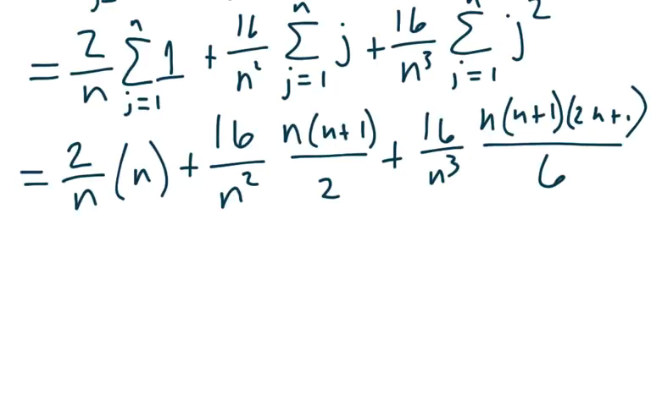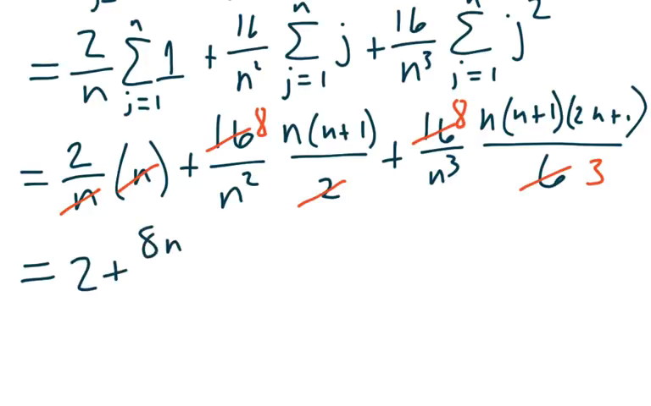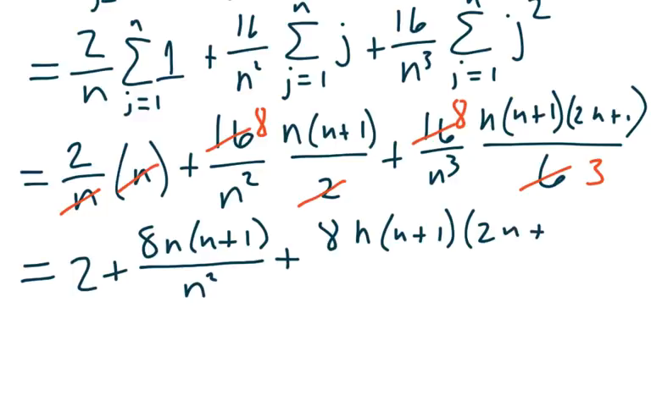Now, let's simplify what we can. These n's cancel out. The 16 and the 2 will cancel. That'll leave us with an 8 up here in the numerator. And I can pull a 2 out of both the 16 and the 6. That'll leave me with an 8 on the top and a 3 on the bottom. Now, let me just rewrite and simplify a little bit. What we're left with is 2 plus 8 times n plus 1 over n squared plus 8 times n plus 1 times 2n plus 1 over 3n cubed.